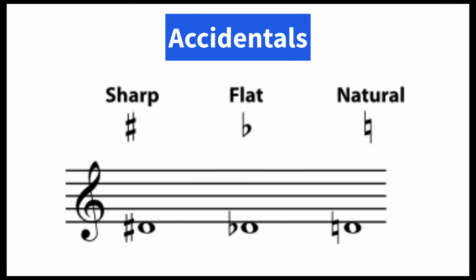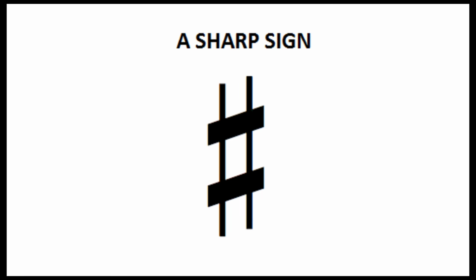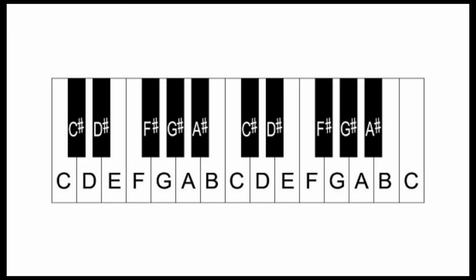Accidentals: sharps, flats, and naturals. Sharps, flats, and naturals are called accidentals. Sharps. A sharp sign means to play a note that is a half step or semitone higher. For instance, C sharp means to play the note that is a half step higher than C. On piano, you simply play the key that is to the immediate right of C.